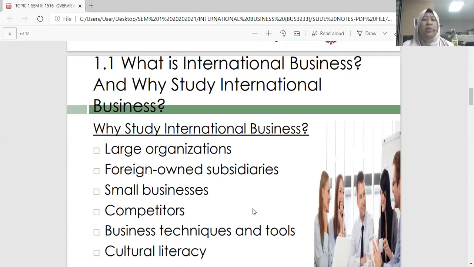So the good thing when we are studying international business, we can see, oh, if you are from Japan, this is how your time management is. If you are from, let's say, Saudi Arabia, this is how your time management is. So you can see the combination and variety of time management in different countries. And then the second one, we have foreign owned subsidiaries. If you do not know what subsidiaries means, it is anak syarikat, right?